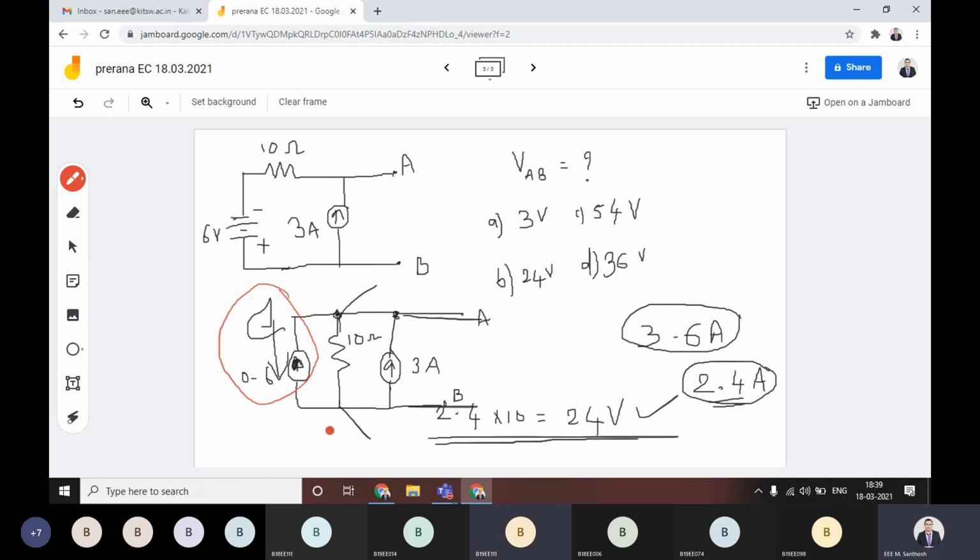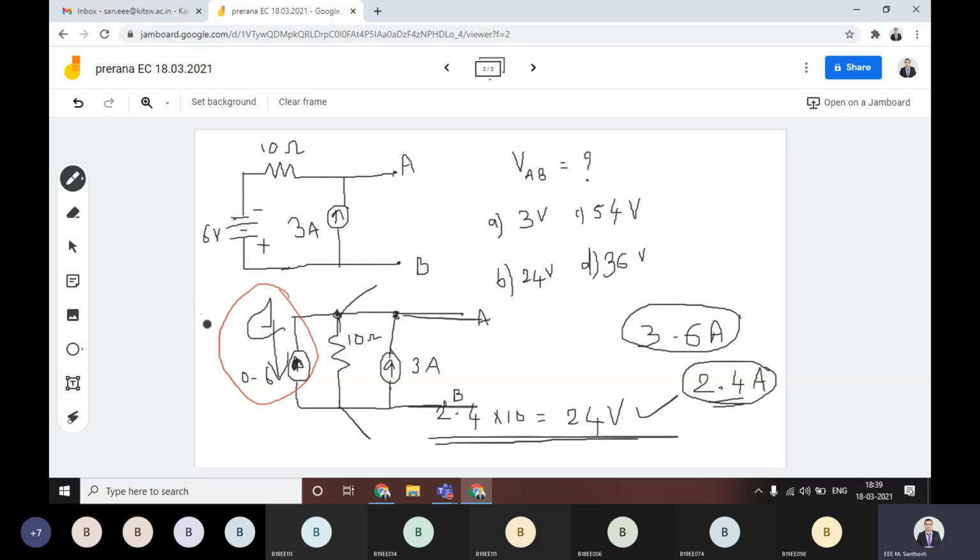Excuse me, sir. Tell me. Sir, can't we apply source transformation to the 10 ohms and 3 amperes? You can do that. If you do that, you have to apply KVL in that case. We'll directly get 30 and 6, sir. So we can directly subtract. That way also you can do. No problem. You will get the same answer, 24 volts. Yes, sir. Okay.